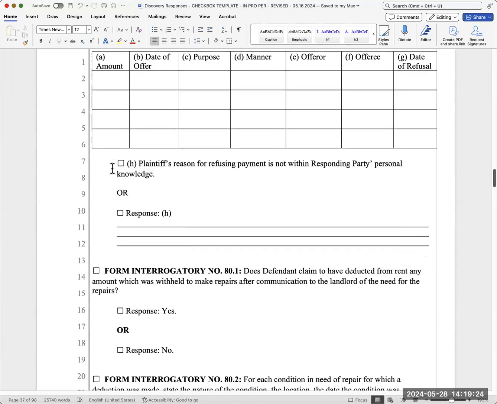If you have no knowledge, right, of why the plaintiff refused, put here. If you do have knowledge of why, you put in here.